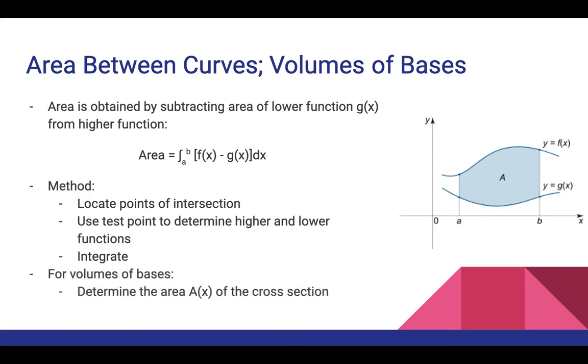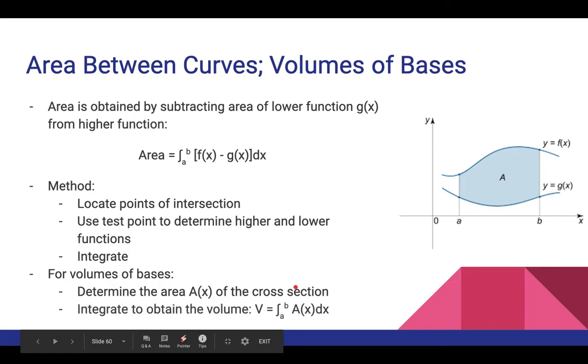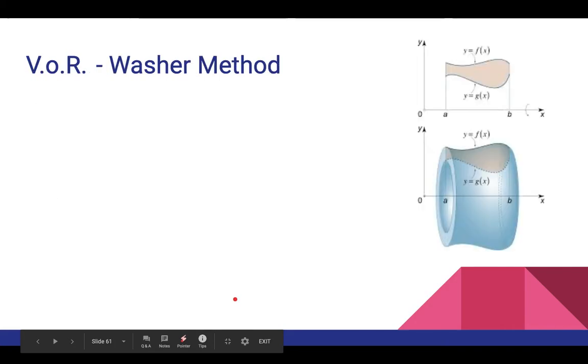For volumes of bases, we determine the area A of x of the cross section. Again, those areas should be in your notes, and you can reference the notes for Unit 6.4 for the specific areas for the specific types of cross sections. We integrate the area of our cross section A of x to obtain the volume. We get an infinitesimally small volume dV by multiplying A of x by dx, aka the cross sectional area times the thickness dx, and then we integrate that from a to b to get our whole entire volume.